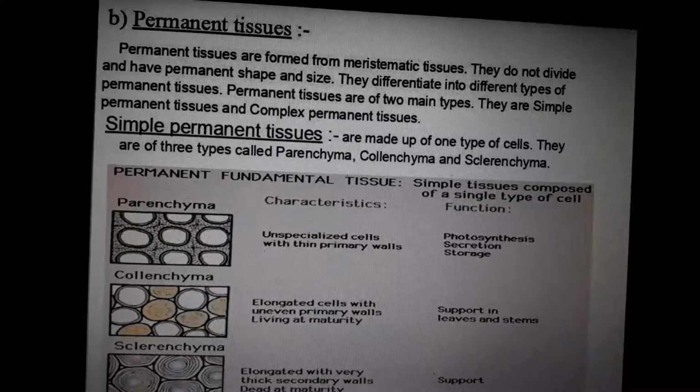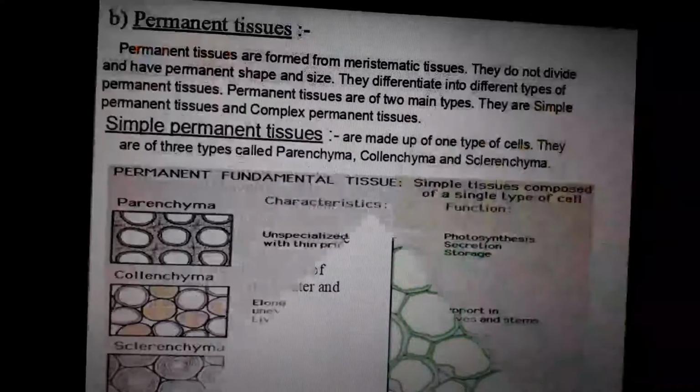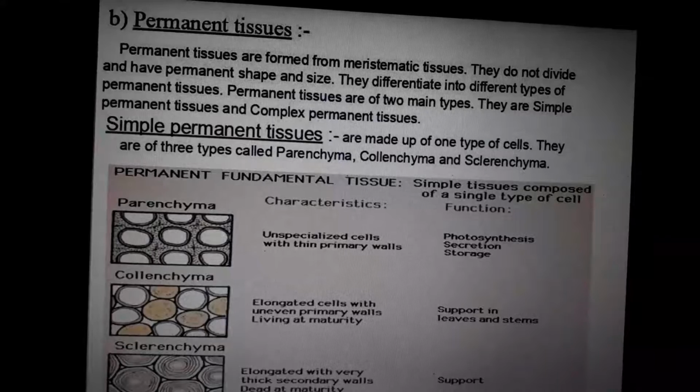Next one is permanent tissue. Meristematic tissues, finished. Permanent tissues we can discuss in the next class. I think the weather condition here is getting very, very bad. I hope electricity power and thunderstorm is not on the way. So what to do? If I continue, it will be a big problem with the electricity and all. Anyway, parenchyma, this one, permanent tissues, we will discuss in the next class.